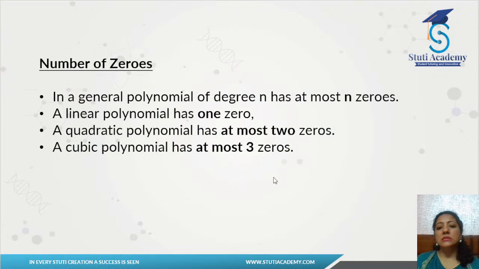So in general, we can say that a polynomial of degree n has at most n zeros. If it's a linear polynomial, it has degree 1, it has 1 zero. If it's a quadratic polynomial, it has degree 2, it has 2 zeros. And for a cubic polynomial, at most we have 3 zeros.